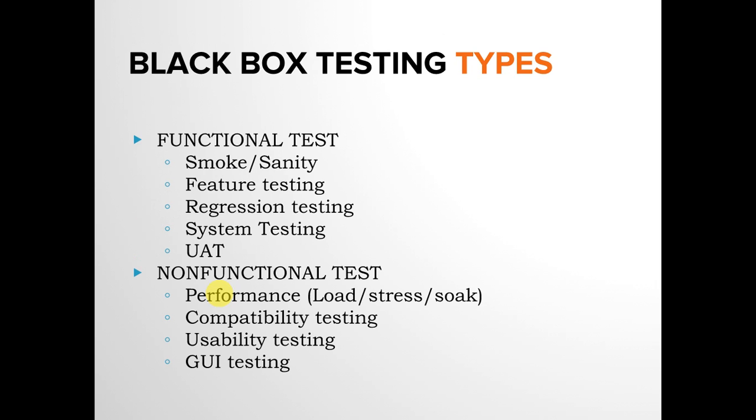So what black box testing types do we have? Functional testing. As part of functional testing, you will have to perform smoke testing and sanity testing, feature testing, regression testing, system testing, and user acceptance testing. We have seen in the chart earlier, I guess in video number 6, all the relations between the testing types, including white box testing, black box testing, functional testing and non-functional testing. Later we will describe all the testing types in more detail.